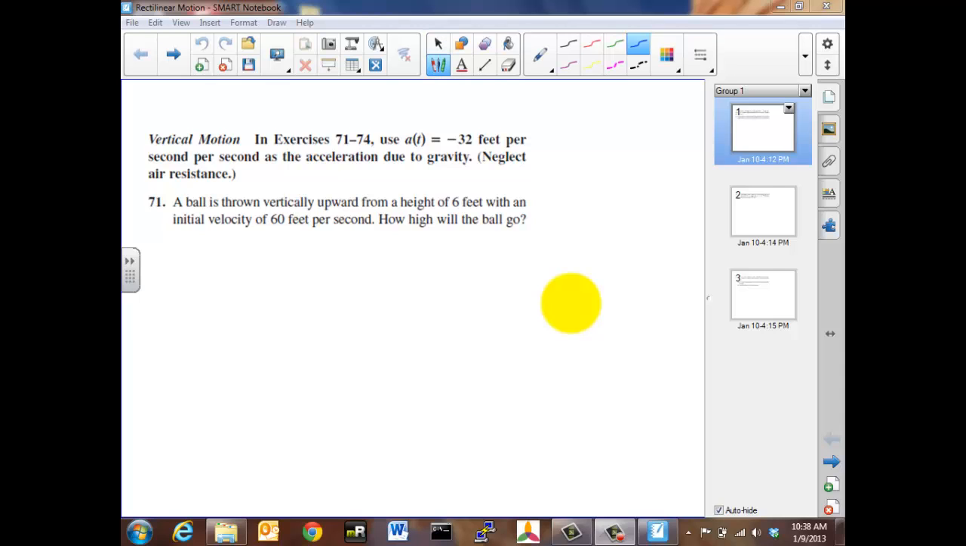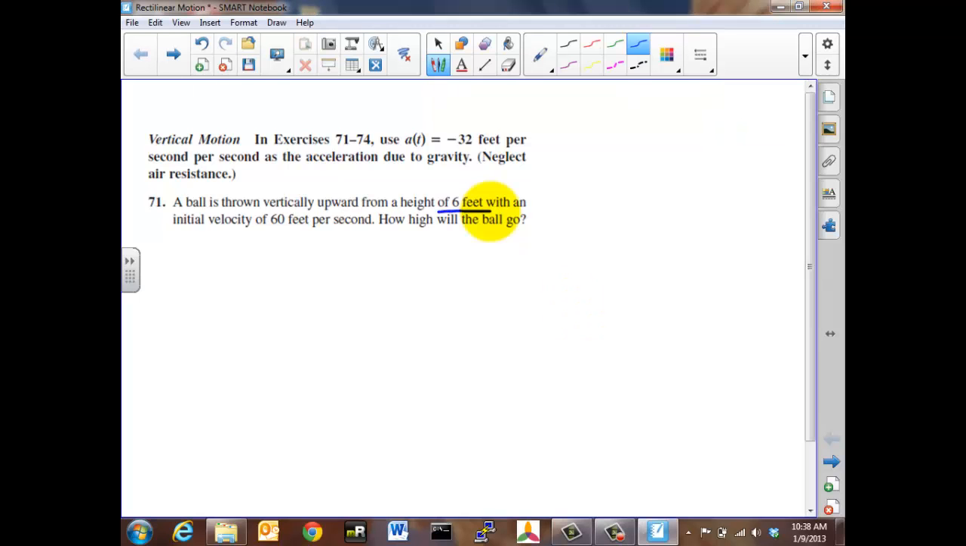Now, we're asked a question. A ball is thrown vertically upward from a height of 6 feet with an initial velocity of 60 feet per second. How high will the ball go? All right? So, who can tell me what we're trying to get out of this? We're trying to find the highest point. So what do we need? A maximum. A maximum of what?